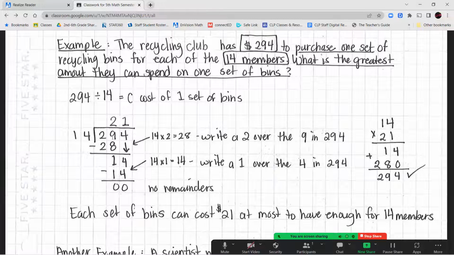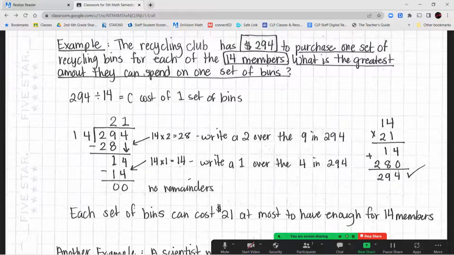So we did the 29 over here, the 29 tens minus the 28 tens left us with 1 ten. And then we dropped down our next digit, which was a 4. So 14 goes into 14 one time. That's easy. So we put the 1 up top in the ones place, and we subtract off the 14, and we have no remainder. So the most they can spend on each set of bins is going to be $21.